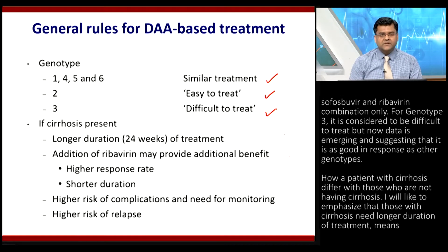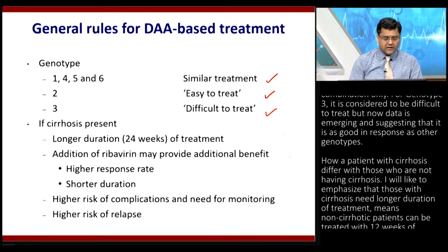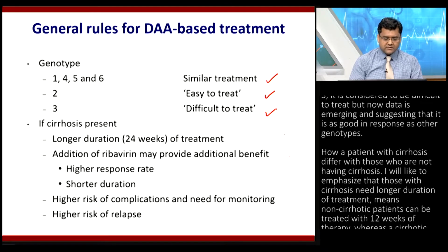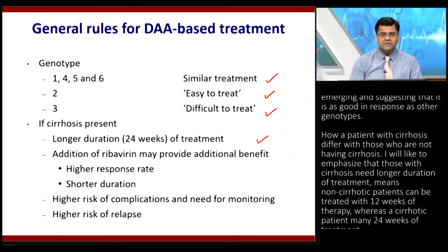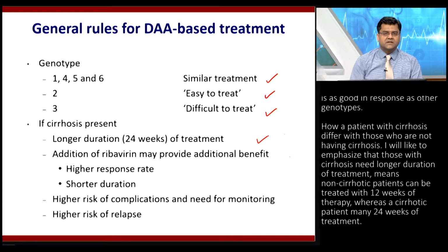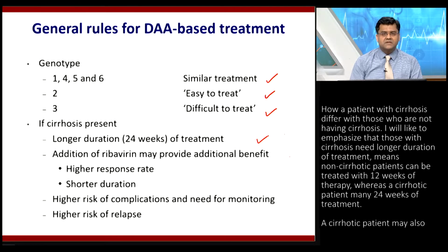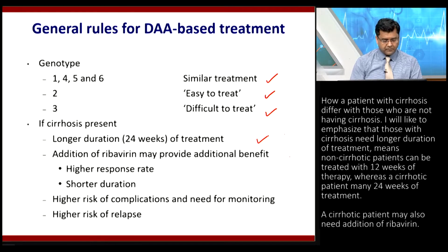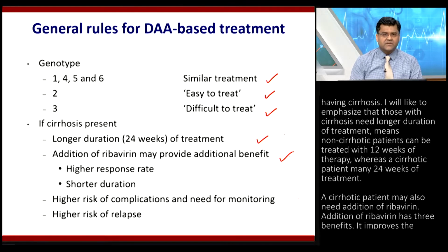How does a patient with cirrhosis differ from those who do not have cirrhosis? I would like to emphasize here that those with cirrhosis will need a longer duration of treatment, meaning a non-cirrhotic patient can be treated with 12 weeks of therapy, but a cirrhotic patient may need 24 weeks of treatment. A cirrhotic patient may also need the addition of ribavirin.